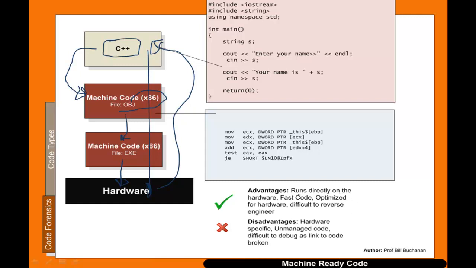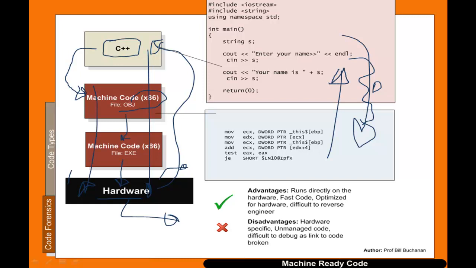The problem with it, though, is that it's very hardware specific, so we typically can't run it on other types of architecture. It's unmanaged code, where the code runs directly on the hardware and can obviously do damage to the hardware or to other pieces of code running on the system. It's also difficult to debug, as the link between the code and the actual machine code is often lost unless we leave debug on inside the compilation. The link between the machine code and the high level code is often broken.